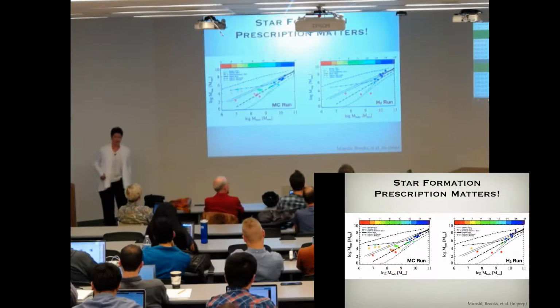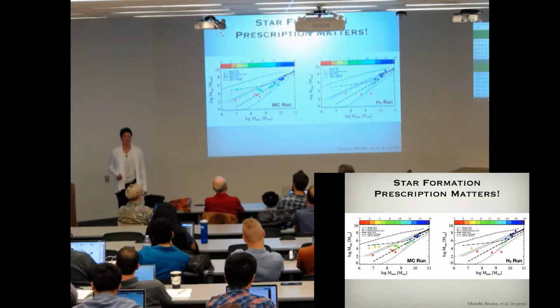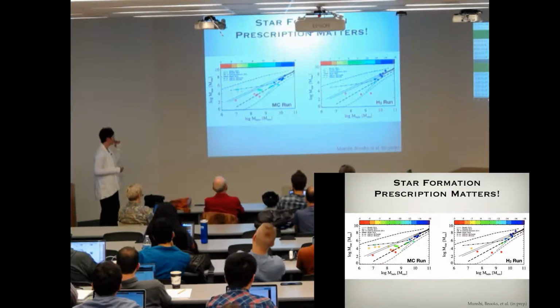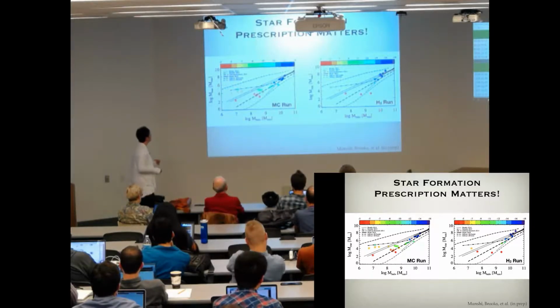So this has implications, obviously. Basically what I'm saying is, whenever you read a simulation paper, and if you're worrying about ultra-faint dwarfs, you need to be considering this, right? What is their star formation prescription? Because it clearly matters in the ultra-faint range.